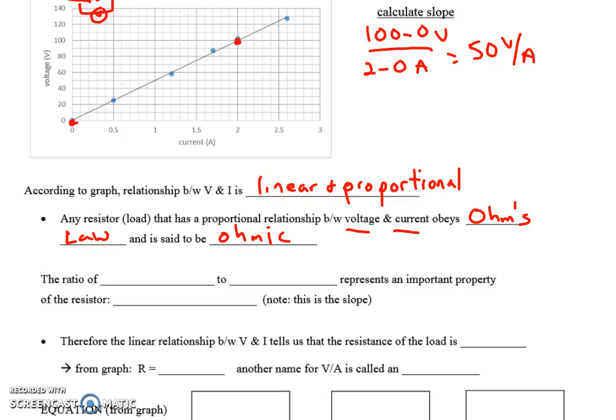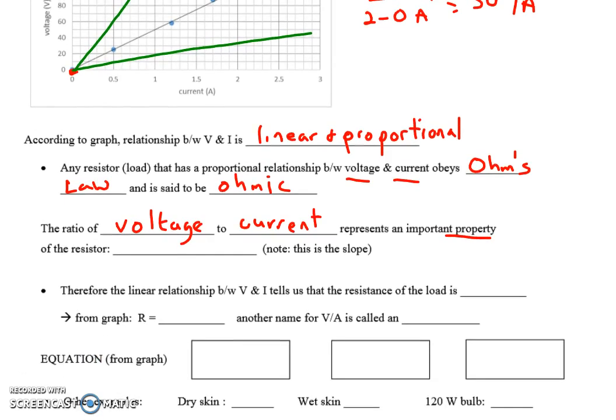Okay, and so that ratio of voltage to current, and that's why I chose to put voltage on the y-axis, represents an important property of the resistor. In other words, if we had done this with a different load, we might get something that looks like that. Or we might get something that looks like that. In other words, we get a directly proportional relationship, but we have different slopes. So the slope tells us something about the circuit. And that is the property of the resistor called resistance.